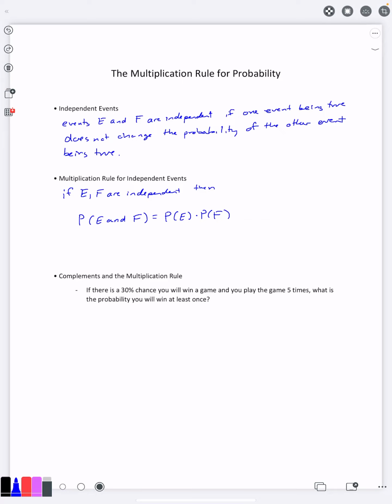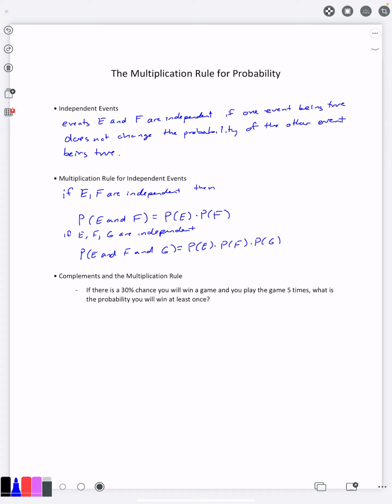And in fact, this can be extended if you want to have 3 or 4 or 5. So let's say E, F, and G are independent, and you want to find the probability of E and F and G. Well, again, you just multiply them all together here. So whenever you have independent events, it's pretty straightforward to calculate the probability of all of them happening at the same time. Of course, in order to do that, you have to know they're independent. Some problems, they will tell you they're independent. Some problems, you have to think about it and decide for yourself if they're independent.